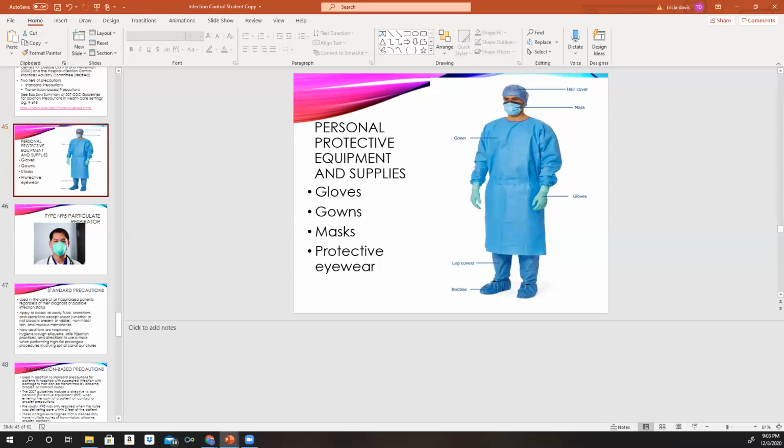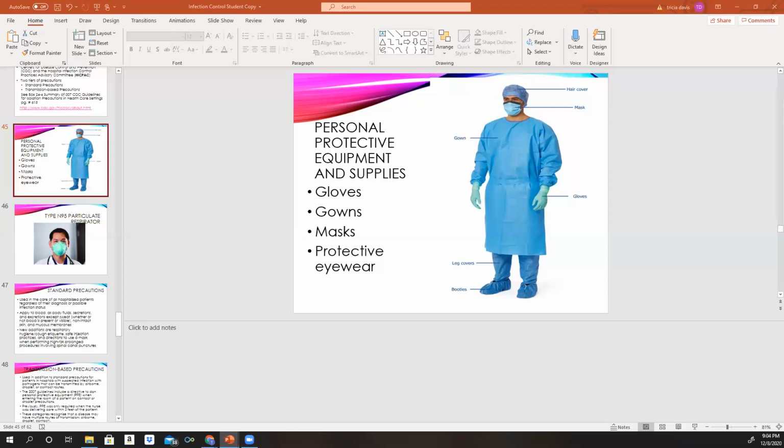If a gown becomes heavily soiled while you're providing care, or moistened with blood or body fluids when you're caring for a patient, you should remove it, perform thorough hand hygiene, and put on a clean gown. So myself, I always have an extra gown in the room with me because you never, ever know what's going to happen and if you may need to change one.